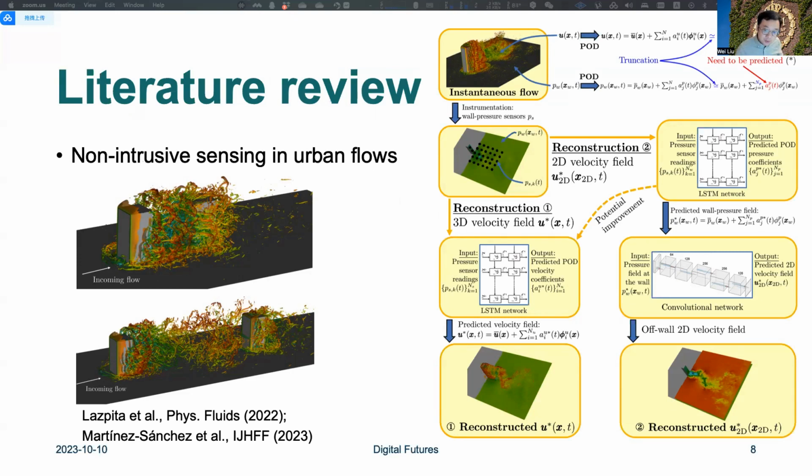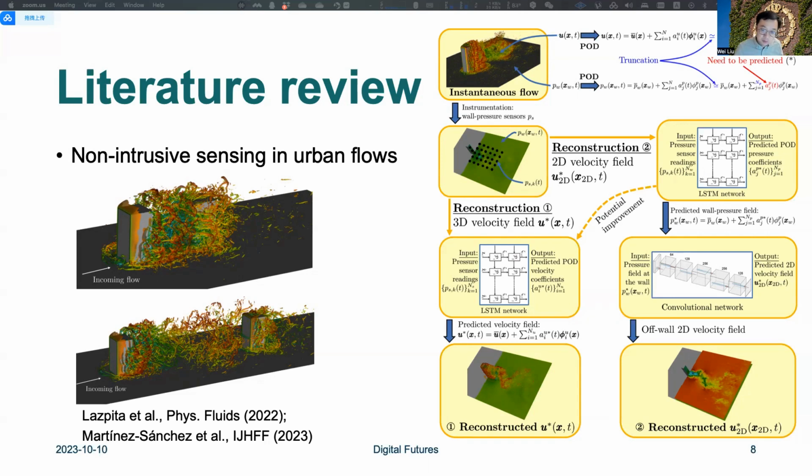So the POD could be used to decompose the velocity and the pressure fields into a set of deterministic spatial functions modulated by the random time coefficients. So once the random time coefficients were predicted, the instantaneous flow and pressure fields could be reconstructed. The first reconstruction method used the measured wall pressure as input and output the random time coefficients for the flow field by this long short-term memory network for reconstructing the flow field directly.